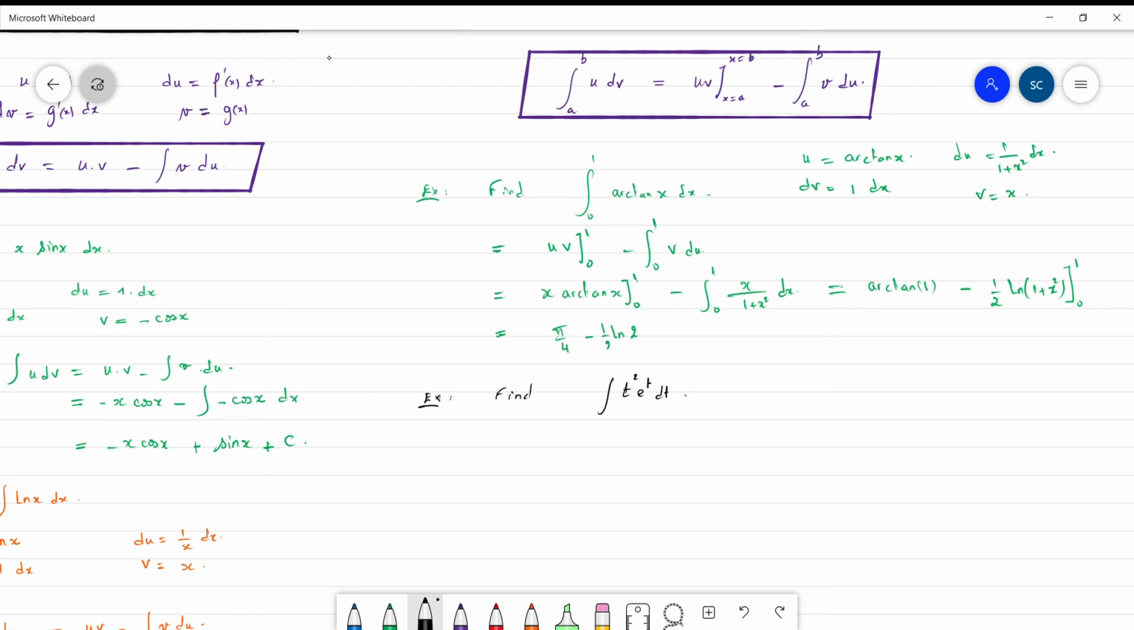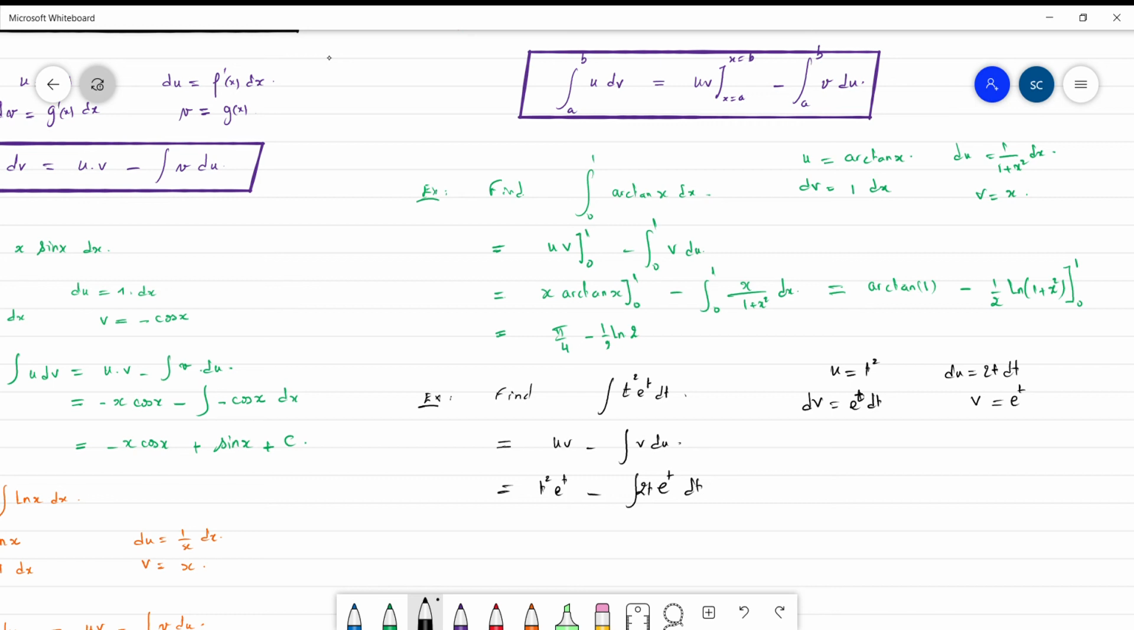So I will make a choice: u equal t squared, then du will be 2t dt, dv is e^t dt, then v is e^t. We know the derivative of the exponential is itself. So uv is t squared e^t minus the integral of v du, which is e^t times 2t dt. So still I have a problem with this one.